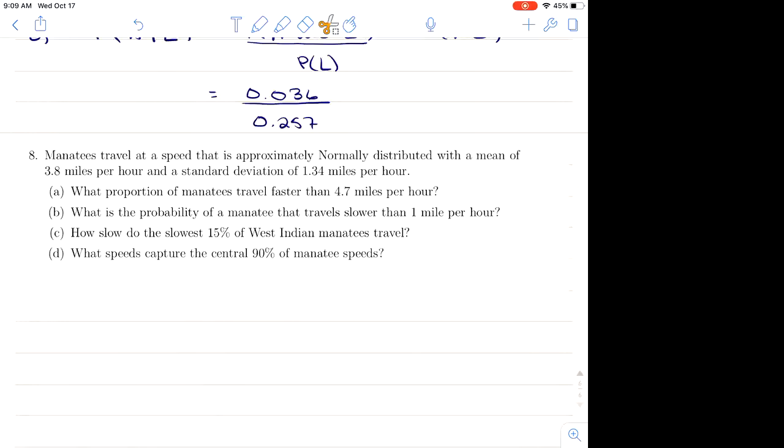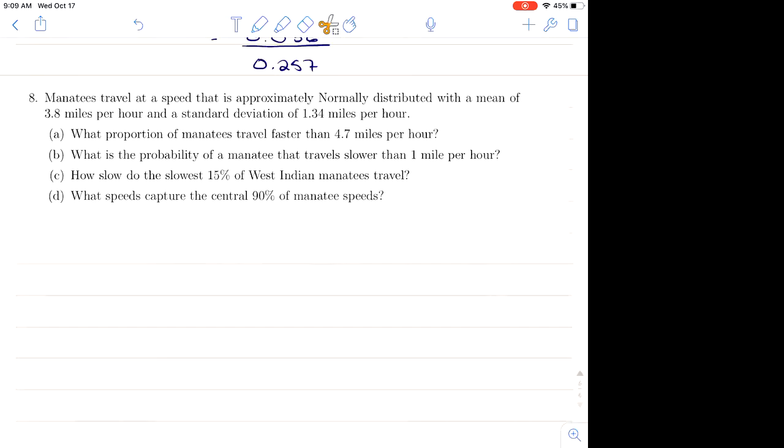So manatees. Manatees travel at a speed that's approximately normally distributed with a mean of 3.8 miles per hour and a standard deviation of 1.34 miles per hour. Okay. So we're going to use this information to find probabilities, but not in the way that I think of probabilities. I think of probability as chapter 2 stuff. Here we're finding probabilities, but the fun way.